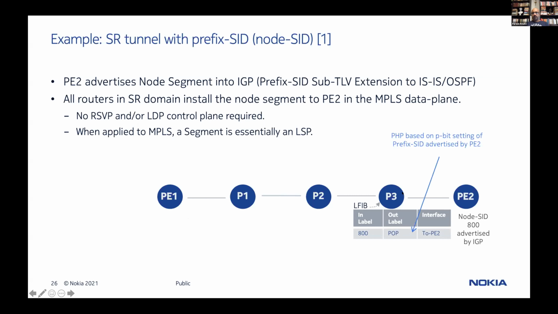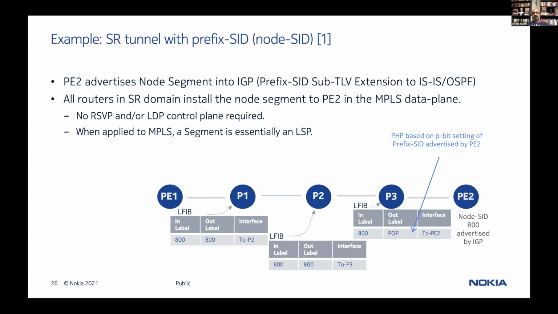What happens is that P3 gets it, and P3 makes an entry in its label forwarding information base, right? Which is like a FIB, but for MPLS. And the entry is, if it gets an incoming label of 800, it's going to send it out to P2, and it'll pop the label, because remember we're doing PHP in this case. P2, on the other hand, puts in an entry that says in label 800, out label 800. And P1 does a similar thing.